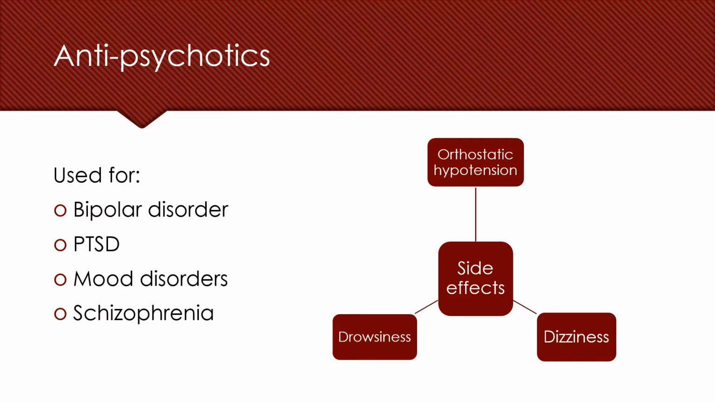Okay, this next category is antipsychotic medications. These are typically used for bipolar disorder, PTSD, which also fell into the antidepressant category, mood disorders, and schizophrenia. Some medications you may have heard of that are antipsychotics are Haldol, Thorazine, Abilify, Risperdal, and then also Zyprexa and Seroquel, and those two also fell under that antidepressant category as well. So some of the fall risk side effects included in the antipsychotic medication category are orthostatic hypotension, dizziness, and drowsiness.